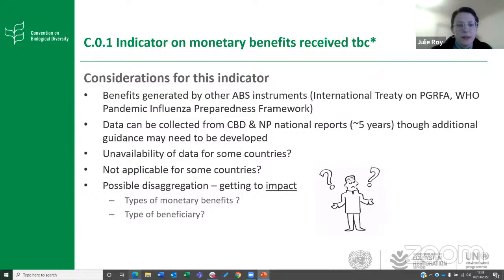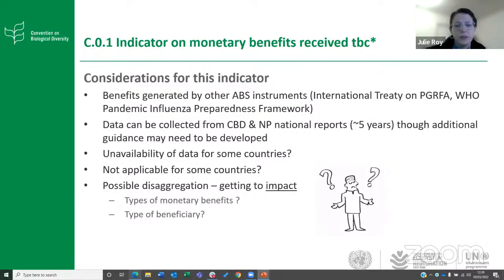And the final element I wanted to raise was, so we can look at monetary benefits, it's a dollar amount, but how can we really get more towards impact by looking at this indicator? So one possible disaggregation that we could consider would be the types of monetary benefits. So for example, is your country looking more towards access fees or one-off payments that you receive initially and then maybe nothing? Or are we looking at benefits that keep giving over a longer period of time? So research grants, contributions to a national fund, that type of thing.